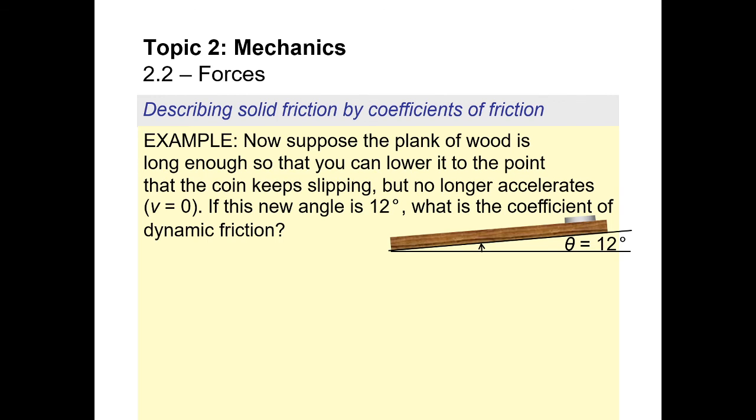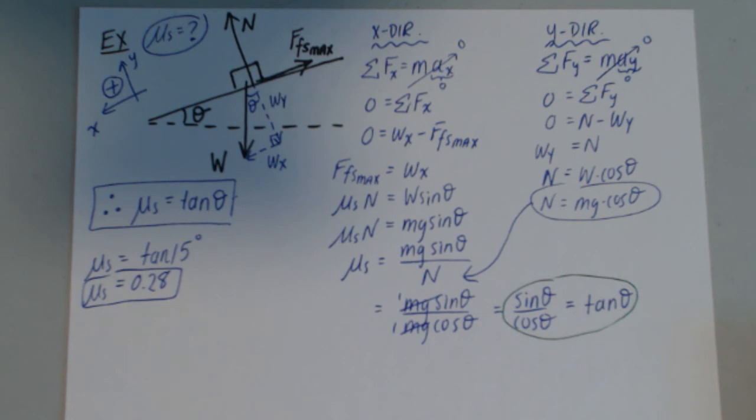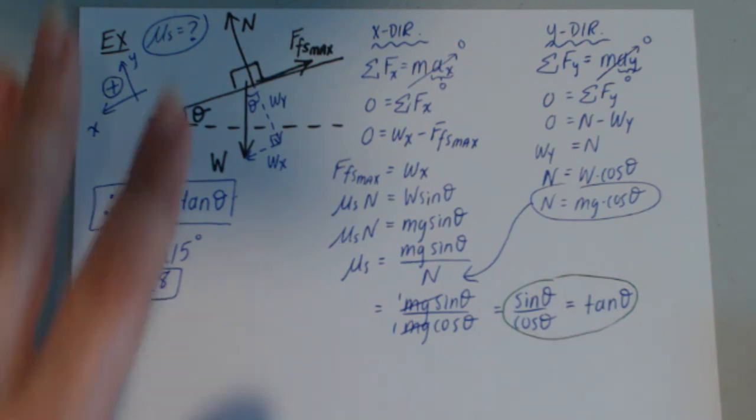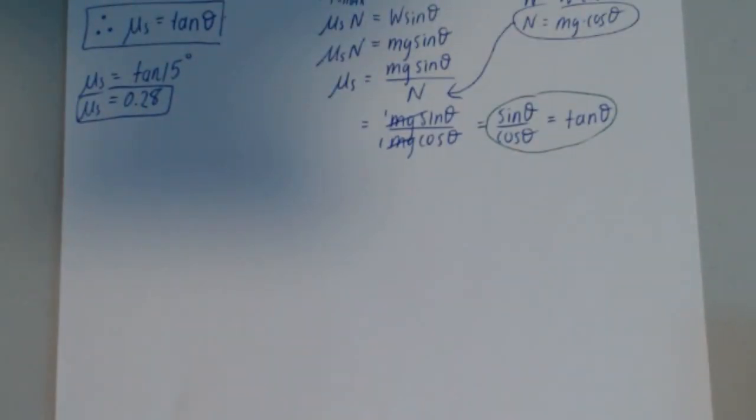All right, now suppose the plank of wood is long enough so that you can lower it to the point that the coin keeps slipping but no longer accelerates. If this new angle is 12 degrees, what is the coefficient of dynamic friction? Okay, so that's interesting. So we've still got a ramp. Let me actually draw this with the black marker.